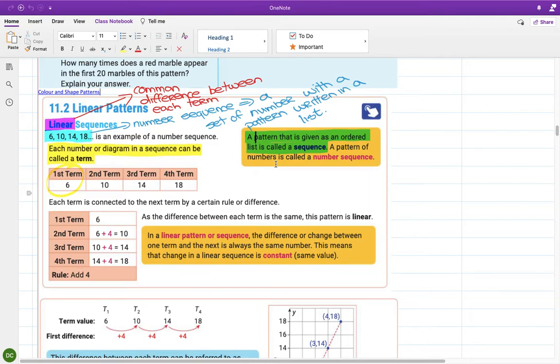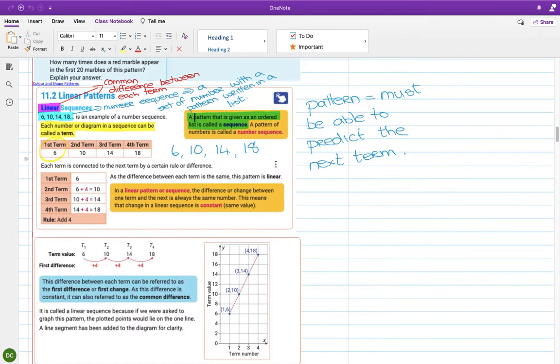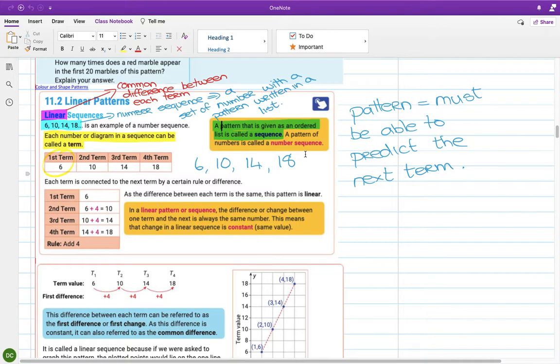There is a common difference between each term. Okay, so when we look at the numbers 6, 10, 14, 18, we're calling this a pattern, which means it must be predictable, because do you remember that's what a pattern is? For a pattern, you must be able to predict the next term. Can we predict the next term? We can, and the reason we can is because we have a common difference.